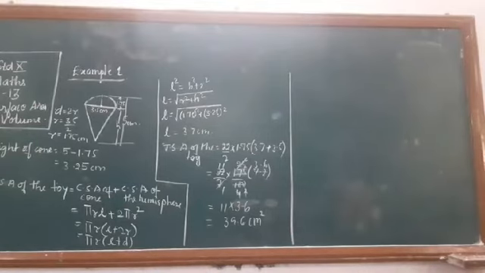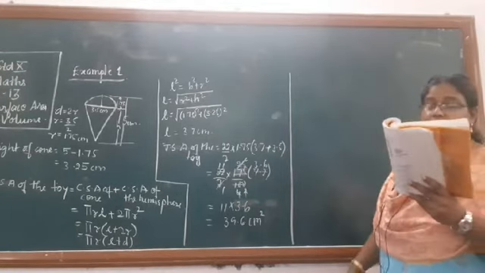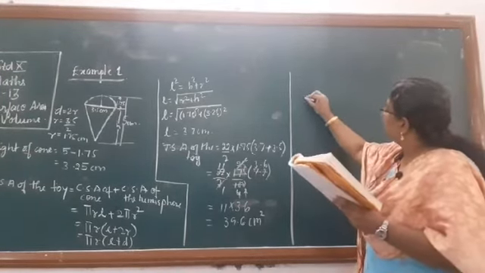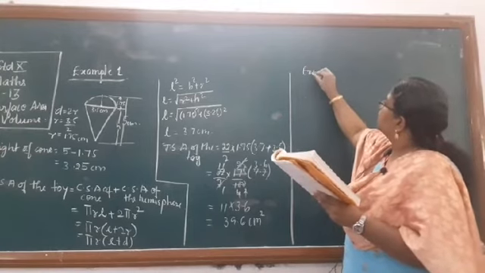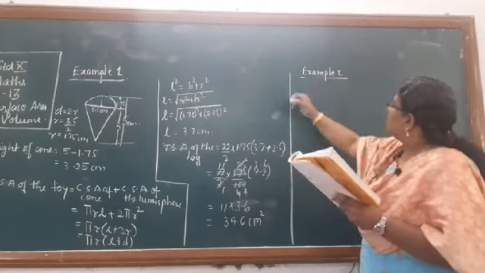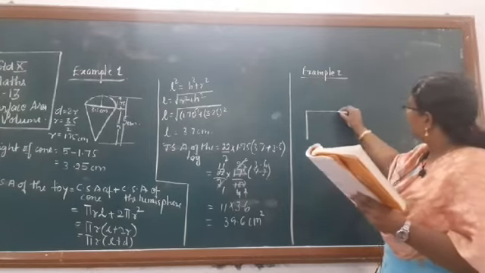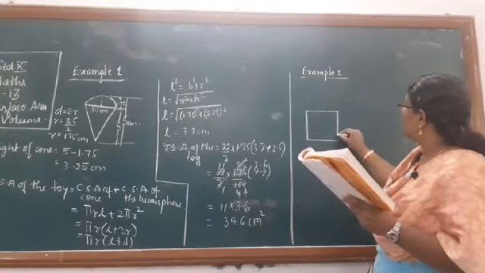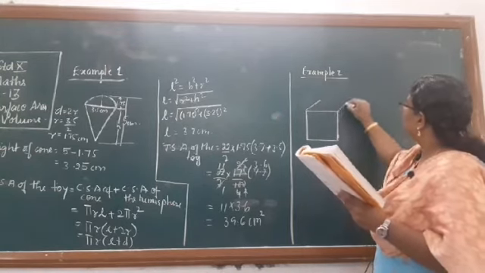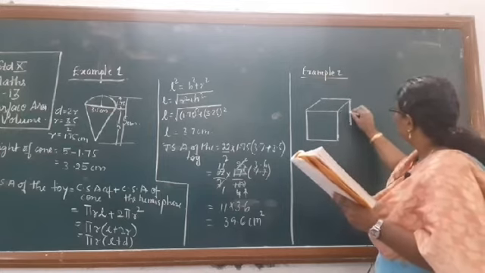Now coming to example number 2. Now example number 2, what does it say? There is a decorative block as shown in the figure. So what is the figure? This is example 2. Okay. There is a decorative block and it is made from a cube. Okay, so let me draw the cube first. This is how the cube will look like.